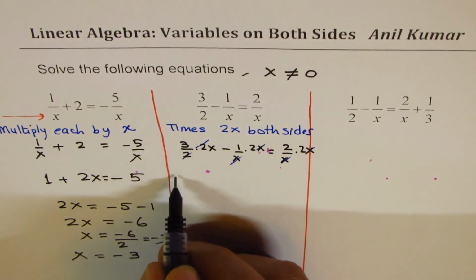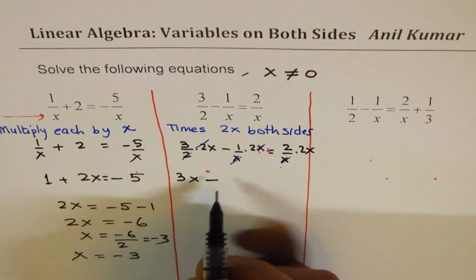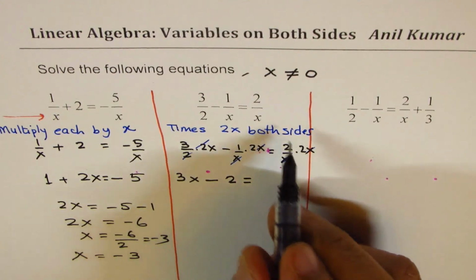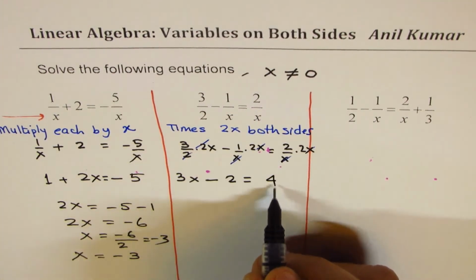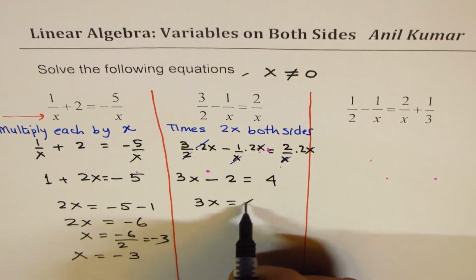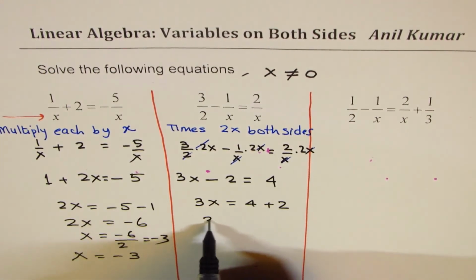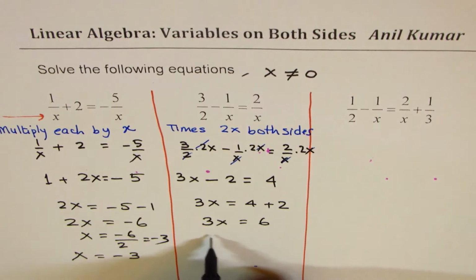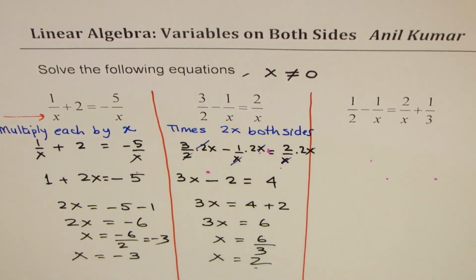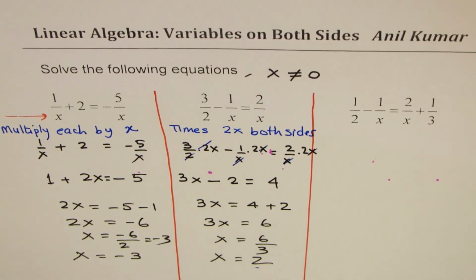So we have 3x minus 2 equals to 2 times 2, 4. Now you can take this term on the right side. So we get 3x equals to 4 plus 2. 3x equals to 6. X equals to 6 divided by 3. So x equals to 2 as your answer. Perfect. The last one, I'd like you to pause the video, solve this yourself, and then look into my solution.